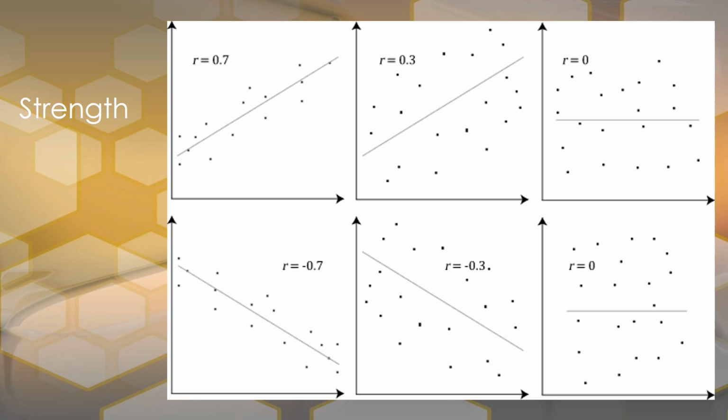And then in the middle we have a strength of 0.3 for both, but the top is positive and the bottom is negative. And so the dots are a little bit further away than for the 0.7s. And then the last scatter plots here have correlation coefficients of 0, and when you try to fit a line of best fit, it just makes a line that goes from the left to the right. It's horizontal.